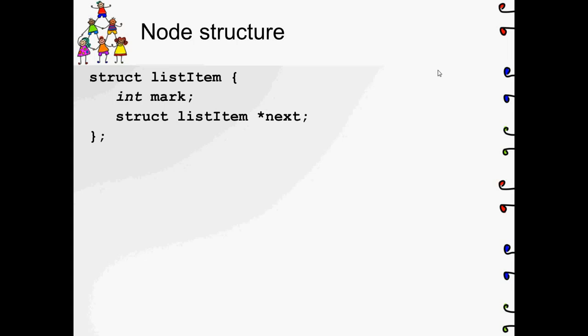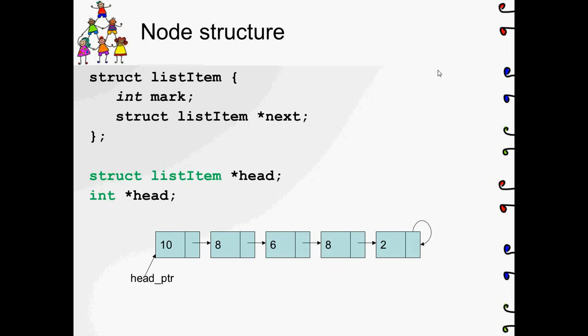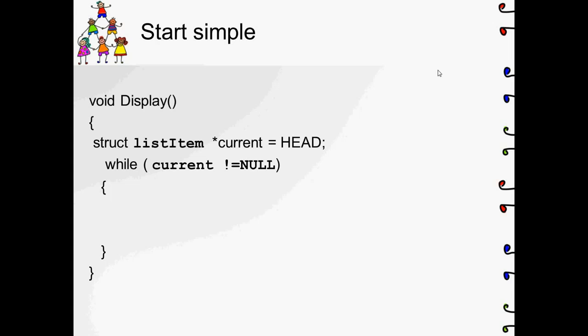Let's again start with the node structure. For a simple node structure, I have a structure with the mark and the next item. Let's create the head pointer. I am just declaring it much like an int pointer. That's not much difference, which is why I showed the example with that.